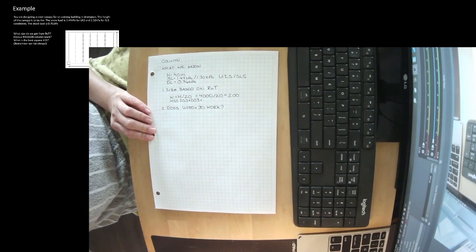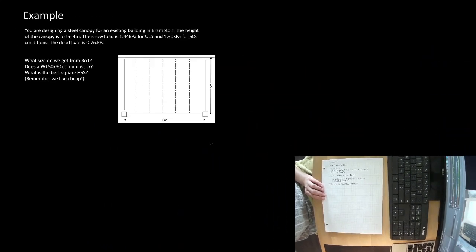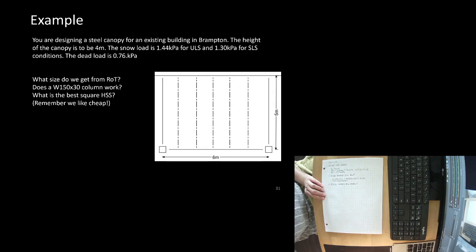So let's, sorry, I hit the wire there again. Let's take a look at this. They gave us the loads on it, and we can see that either of these columns are picking up a quarter of this canopy. So a half of 6 meters times half of 5 meters.